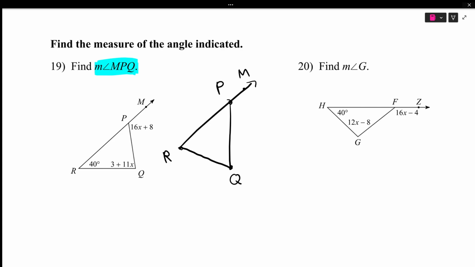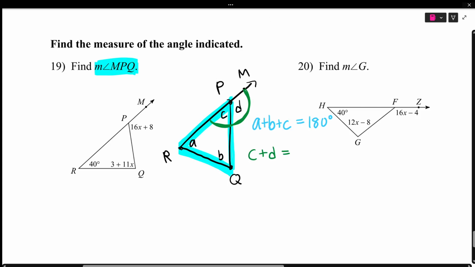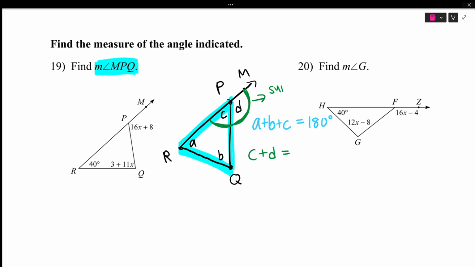So I'm just redrawing this triangle. Let's do a different version of this. Let's just say this is A, B, and C, and then this is angle D. Again, we know in a triangle, all three angles have to add up to 180, right? So A plus B plus C is going to equal 180. But I also know that angles C and D are supplementary, so they have to add up to 180 again.